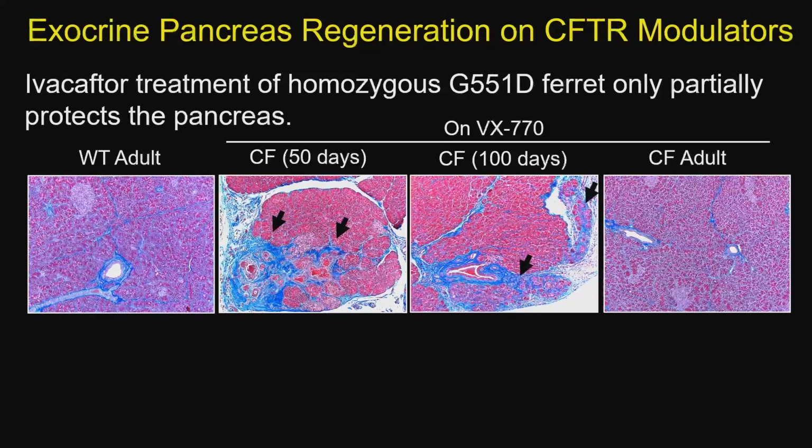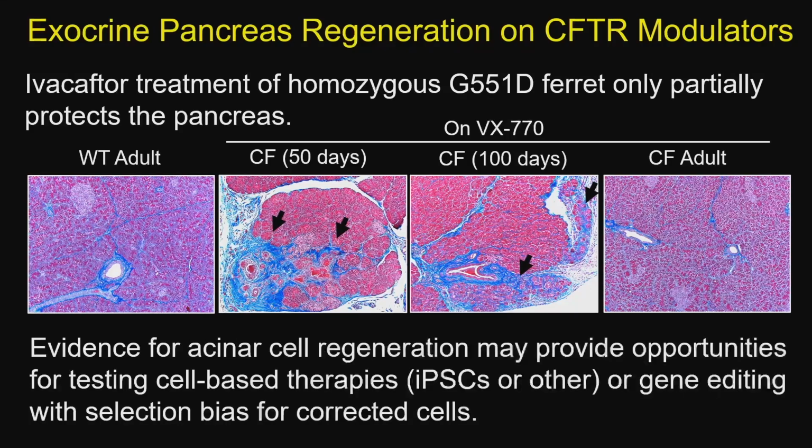You can see here, these are 50 and 100 days, so animals are weaned right in between here, probably considerable stress on the pancreas. They're starting to eat their own food, and you can see some fibrosis and acinar degeneration in pockets around here. But by the time they're adults, the pancreas looks pretty normal. So there's evidence of pancreatic regeneration.